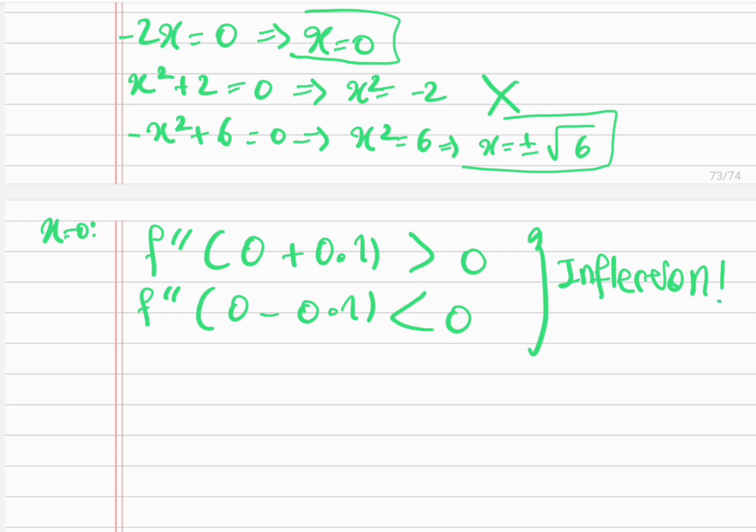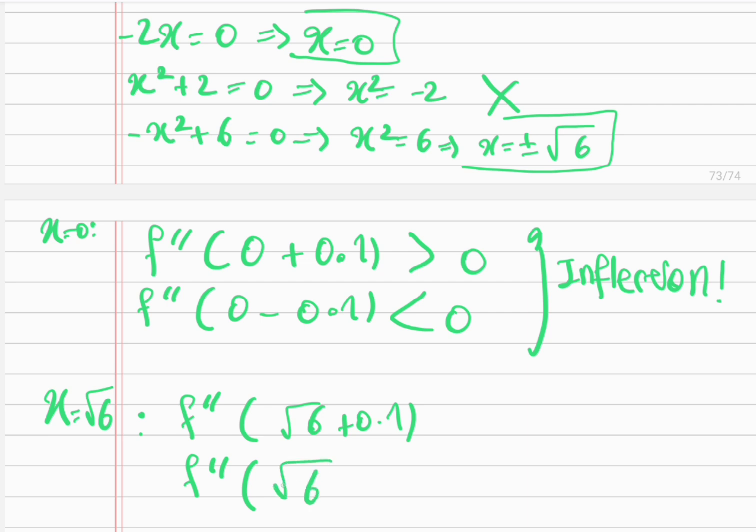So this is basically the quick test that I was talking about, and you're just going to repeat this for the rest of the values, because we have two more values. One is when x is root 6, and the other one is when it's minus root 6. Sorry, I meant root 6, not root x. So we are going to do f double dash x of root 6 plus 0.1, and then f double dash x of root 6 minus 0.1. Not equal, because we don't care about the value right now, just the sign of that.